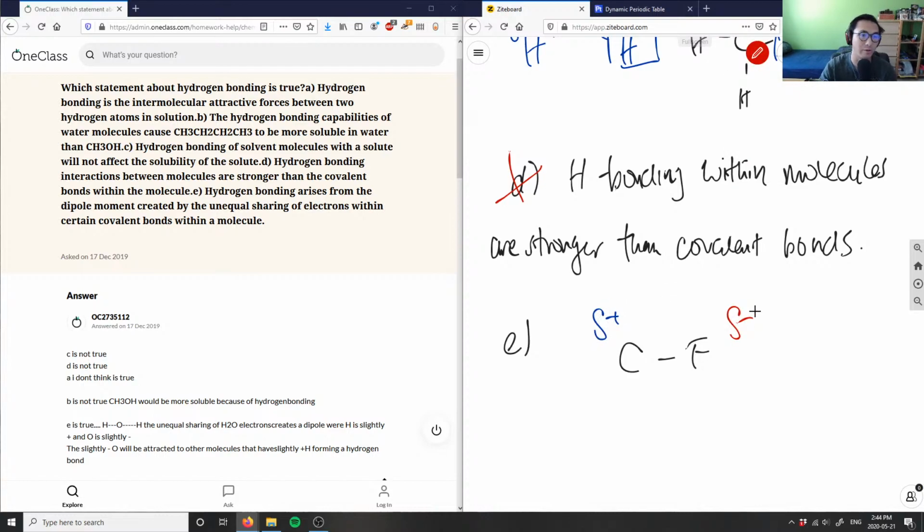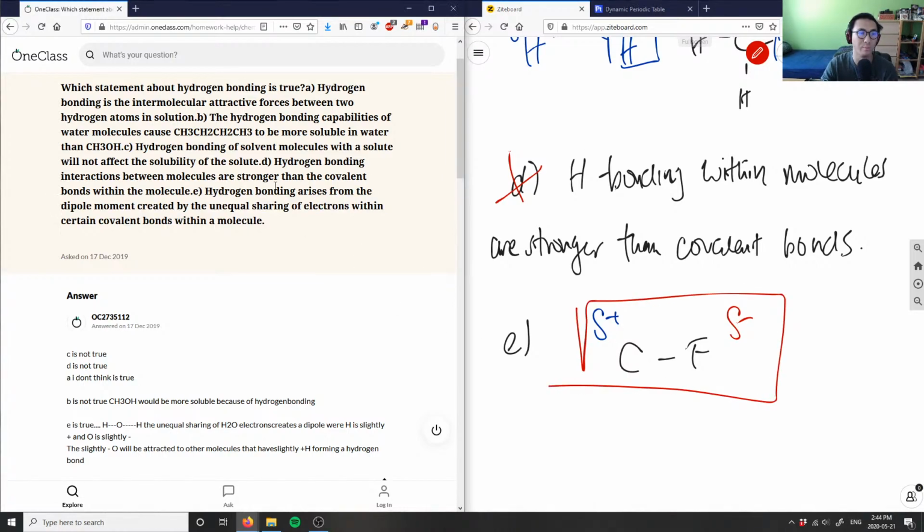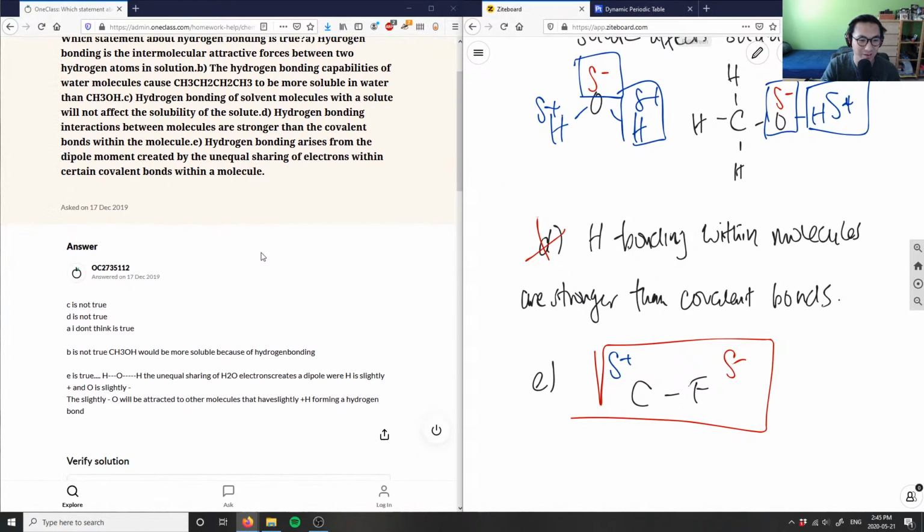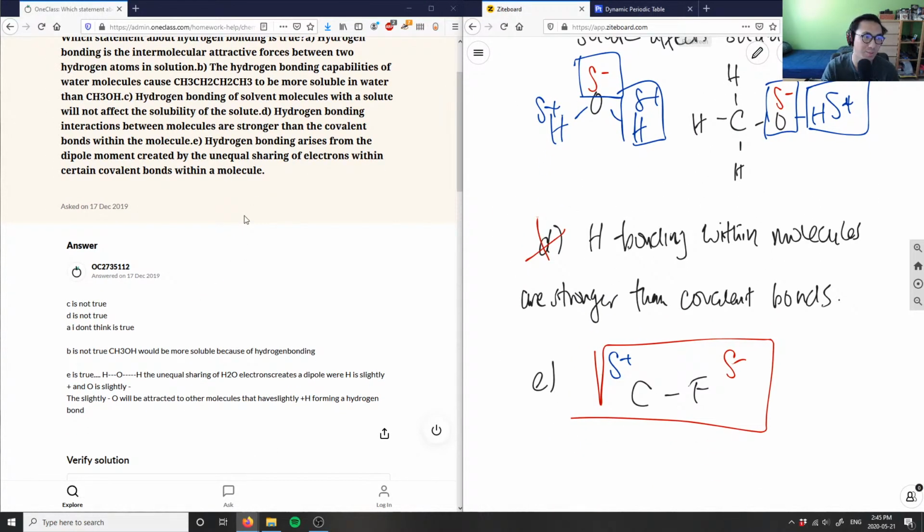So this question is actually not the greatest question in my opinion, because if they're defining hydrogen bonding as arising from the dipole moment created by unequal sharing, then this here would be considered a hydrogen bond, right? By this definition. However, it's not, because there's no hydrogen here. Hydrogen bonding only exists with nitrogen, oxygen, and fluorine. So this is not a good question at all. I'm going to say that E here is true, but in a specific condition.